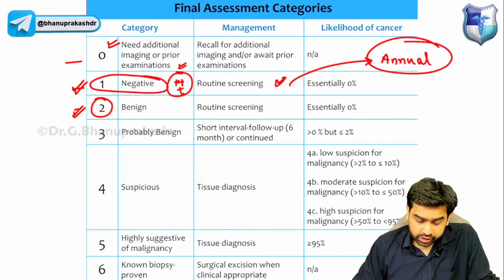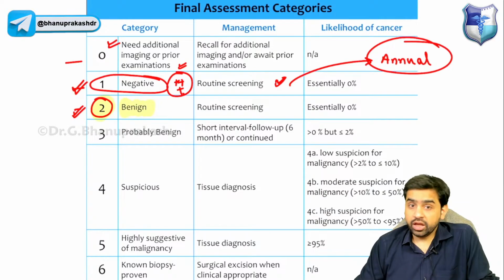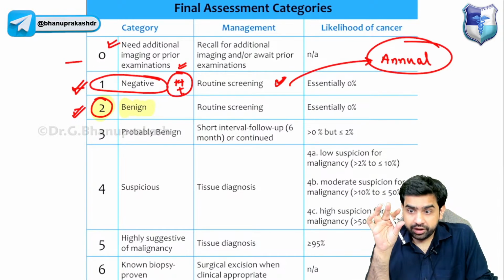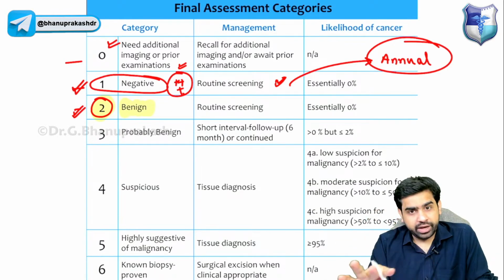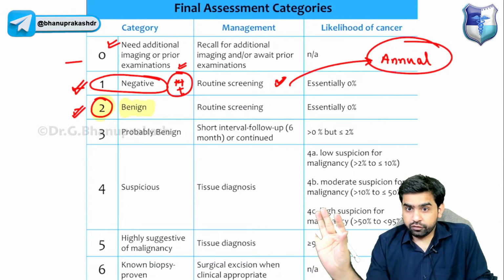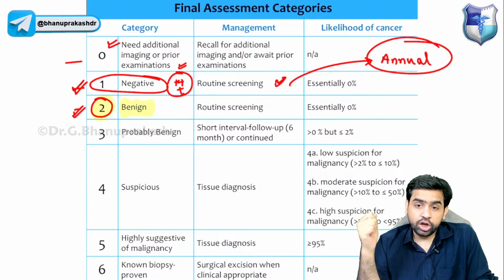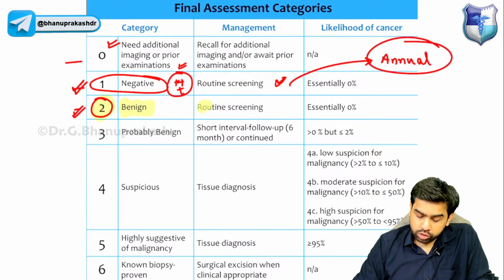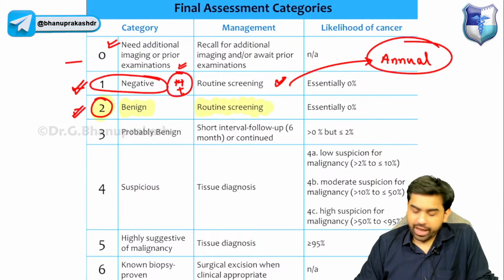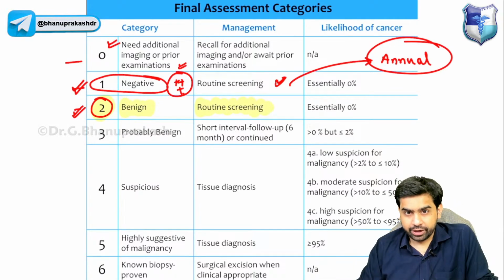BI-RADS 2 says that there's a patient who has a lump, but that particular lump is benign. So there's no suspicion of a malignancy. You don't alter your plan. You don't go ahead with the biopsy or anything. You just continue with the routine annual screening.